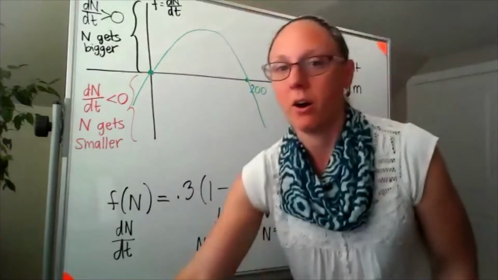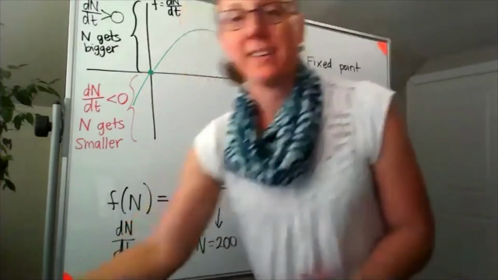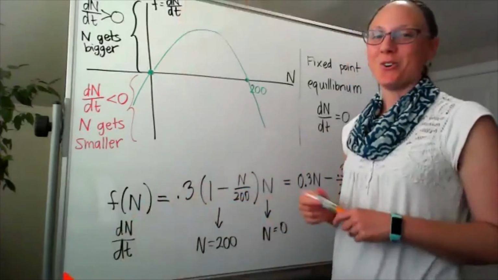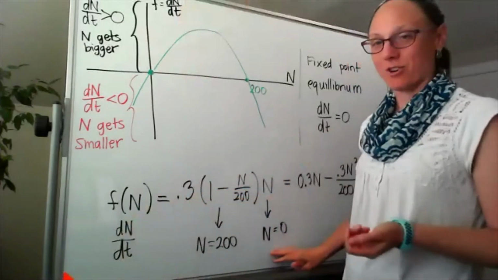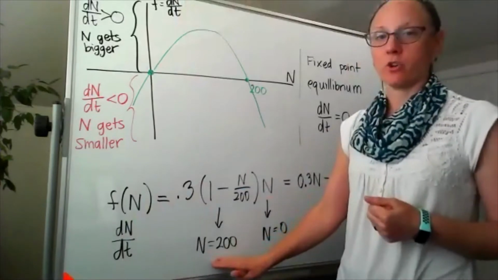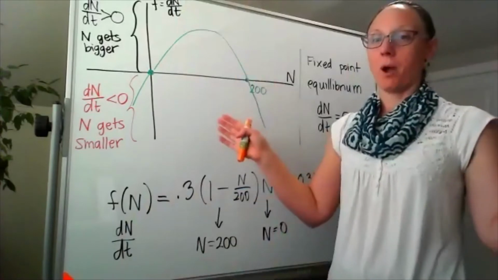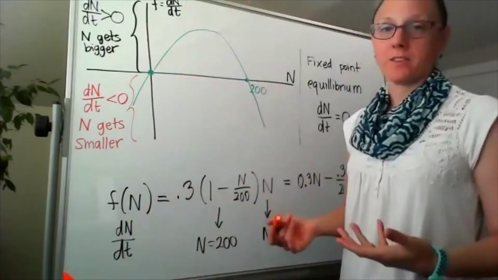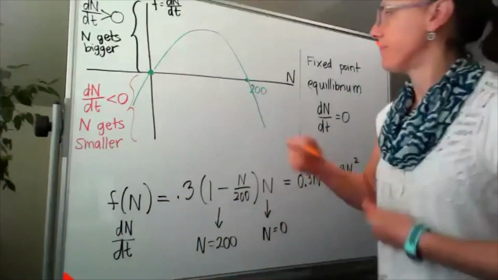Now comes the fun part. Oh wait, I said that was the fun part. Here's the next fun part. So we know what happens if we start with 0 turtles. They're all dead. It's sad. We know what happens if we start with 200 turtles. Our population lives with 200 turtles forever. Well, let's think about what happens when we start with 50 turtles.